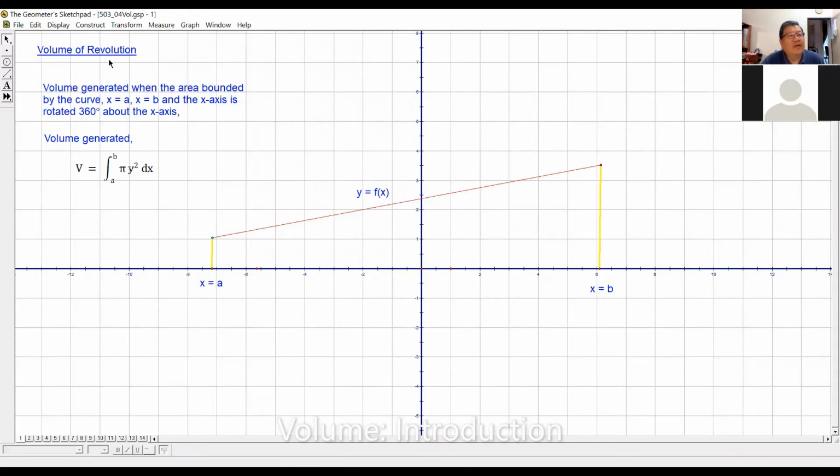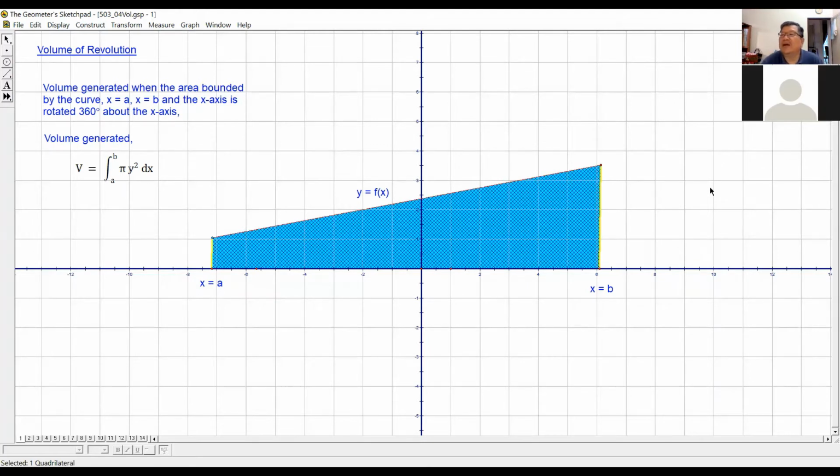Volume of revolution means like this. We have a curve y equals f(x). Can you see this red line? This red line is called y equals f(x). Now this part enclosed by the line y equals f(x), x equals a, and x equals b will form an area. This is the area under the curve.